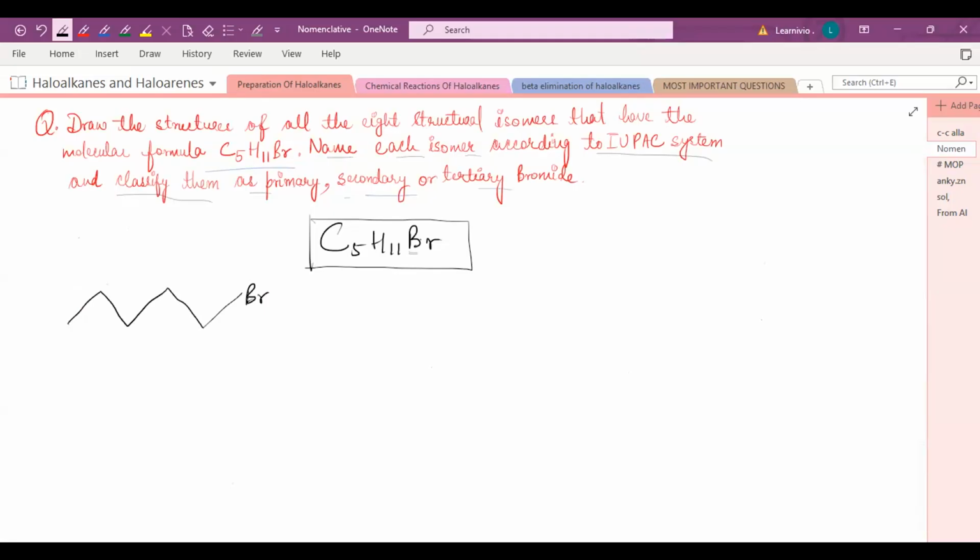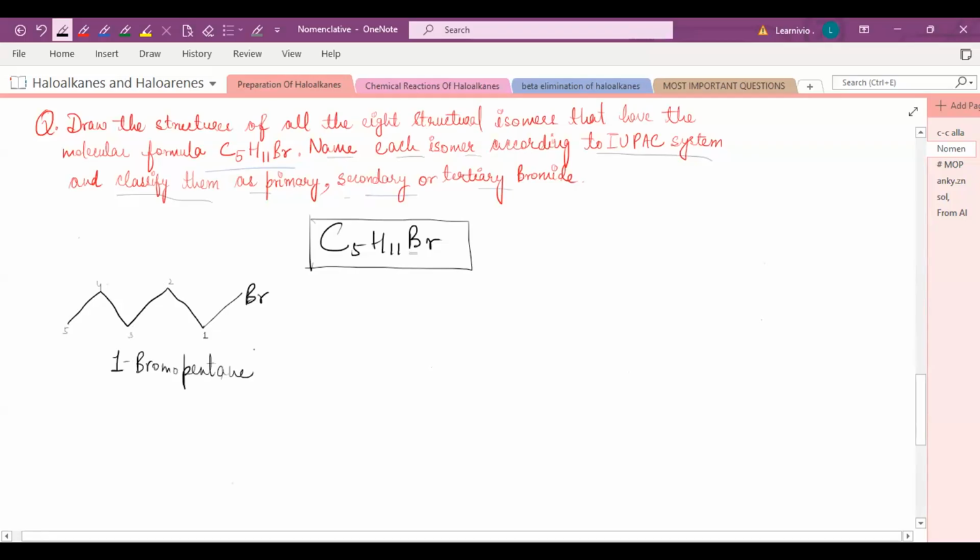Yes, ma'am. Yeah, so this is the normal n-bromopentane. 5 carbon chain it is, so it's pentane. So n-bromopentane. You can write down the name of this. You can see first carbon, second carbon, third carbon, fourth carbon, and fifth carbon. So on the first position there is a bromine group. So the name of this will be 1-bromopentane.